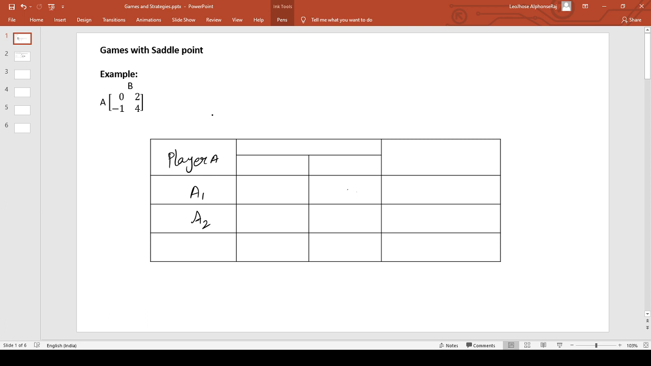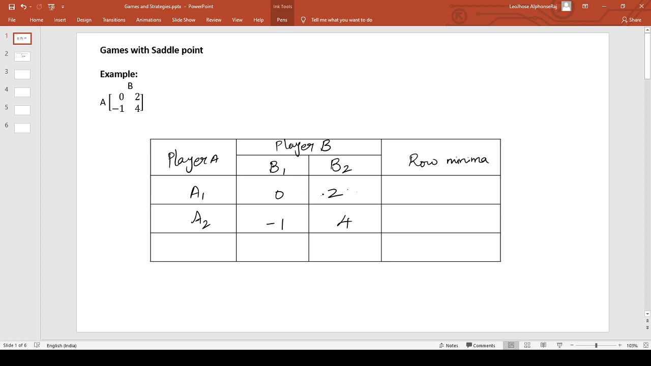The column-wise elements can be assumed as player B's strategies, which we can assume as B1 and B2. Write down the payoff matrix in these two columns. To identify the saddle point, along the rows we are going to find the row minima. Okay, row minima.